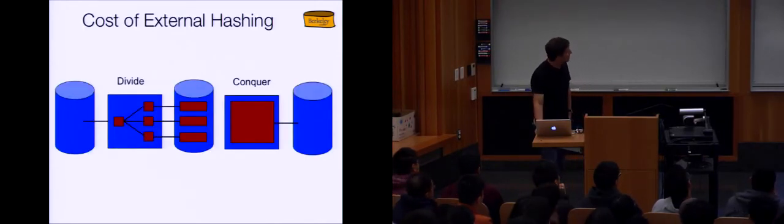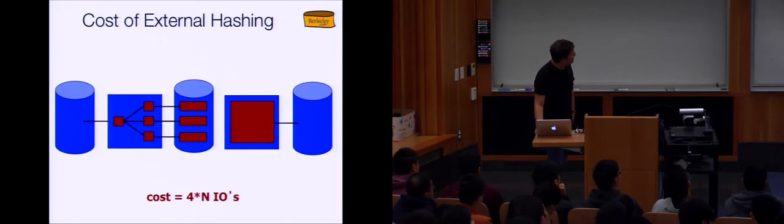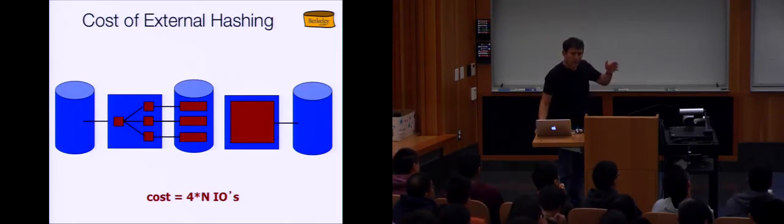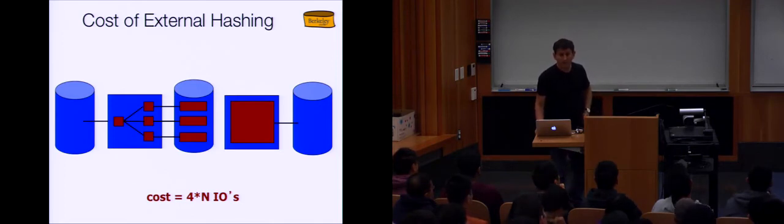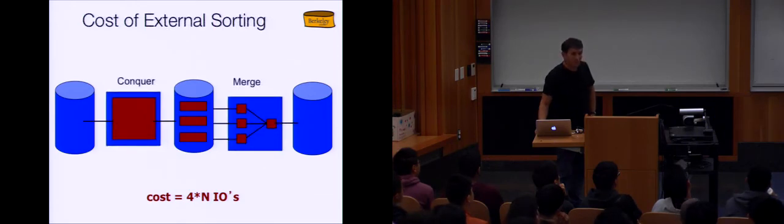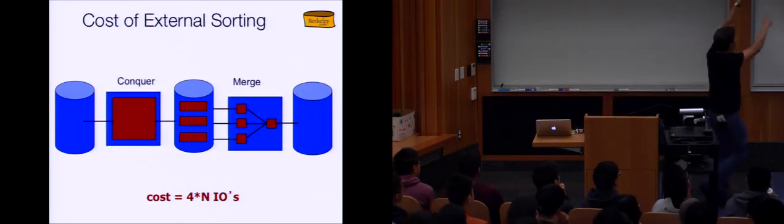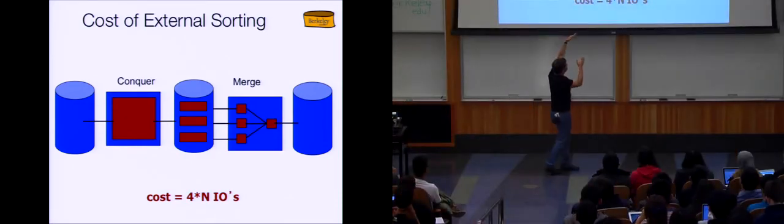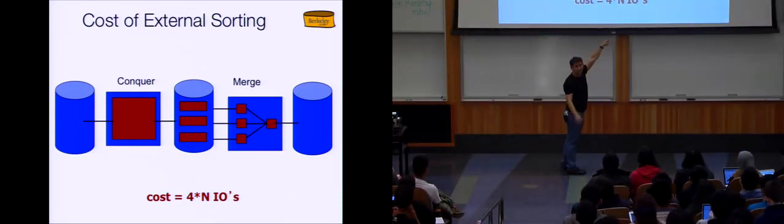Here's the external hashing picture we just looked at. We said it was 4 N I/Os. 2 passes, right? Read write, read write. Well, sorting was 2 passes too. What's the cost of sorting look like in this picture? Sorting actually looks like that. You read in B things, you sort them, you write them. You read in B things, you sort them, you write them, and then you merge B minus 1 things together and write them to the output.